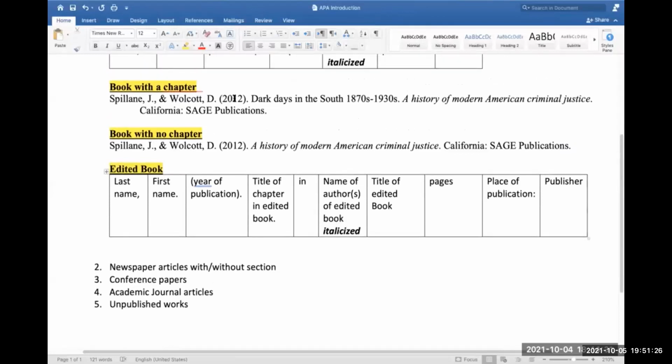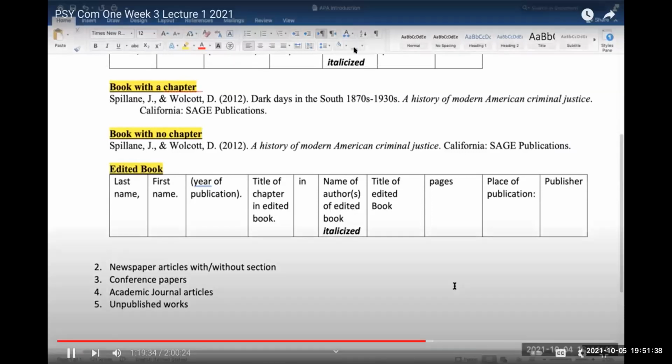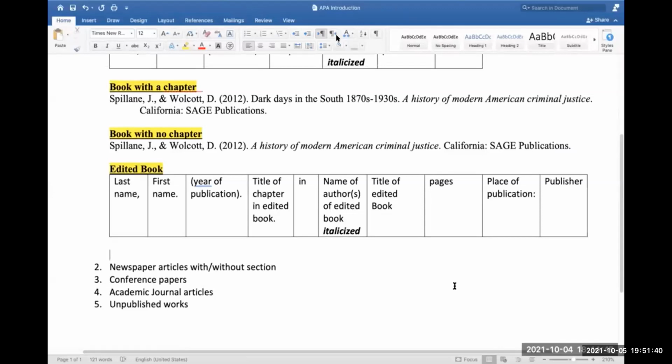So we have book with book chapter, book with a chapter, book without a chapter. No, we're doing edited book. So let's take a picture of the edited one now for me. And when you take a picture, please share it in the WhatsApp group, please.